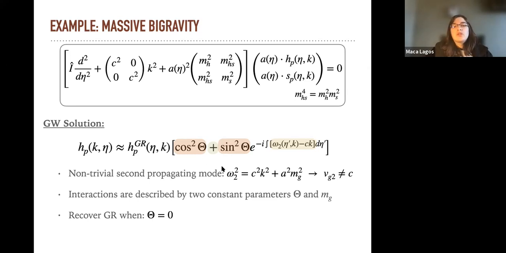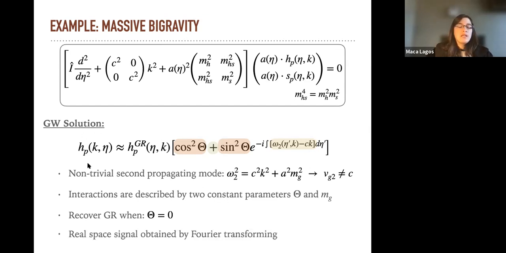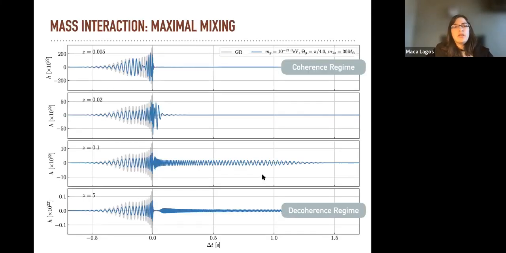And you could also have what is called the maximal mixing angle, which is when these amplitudes are both the same, cosine is equal to sine. And both propagating modes contribute in principle equally to the total signal. So this is a very simple analytical solution that we can write. And then here we have the signal as a function of time and k. So we can obtain the signal in real space just by Fourier transforming this. So if you do that, then what do we get?